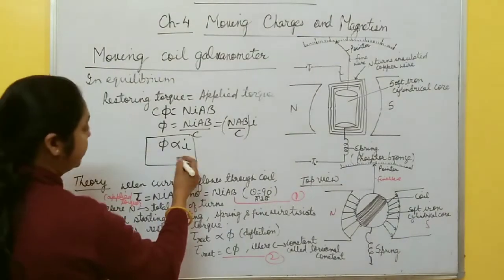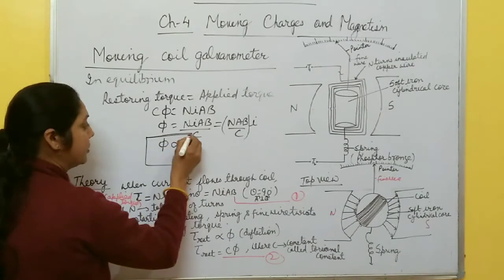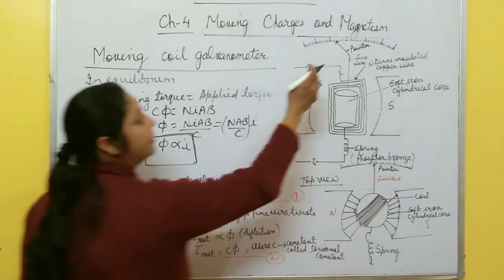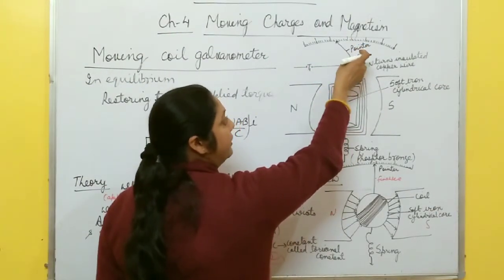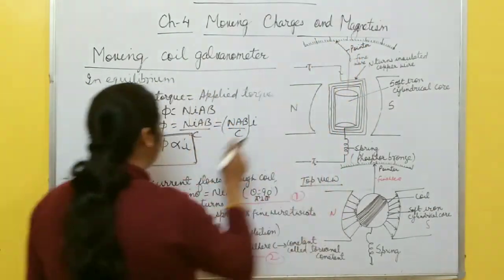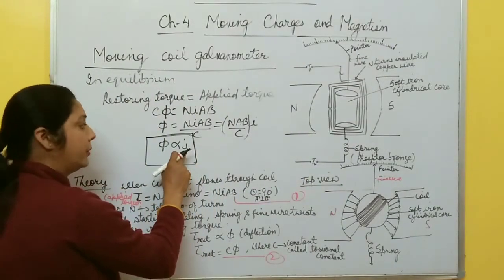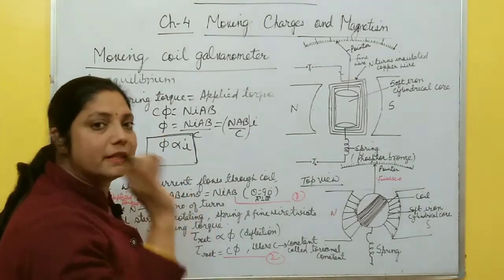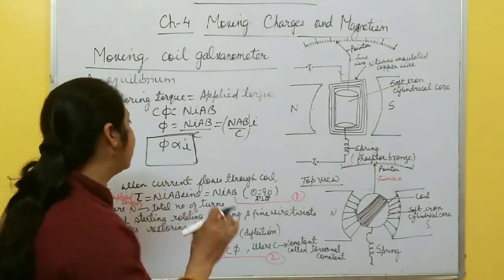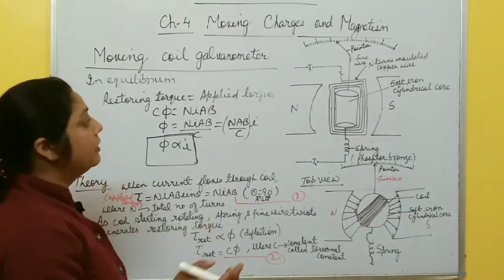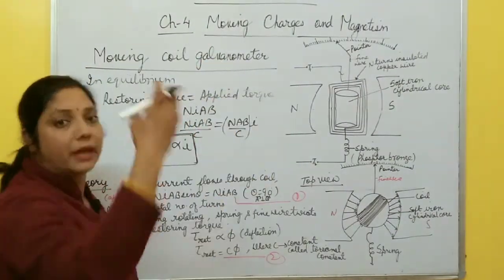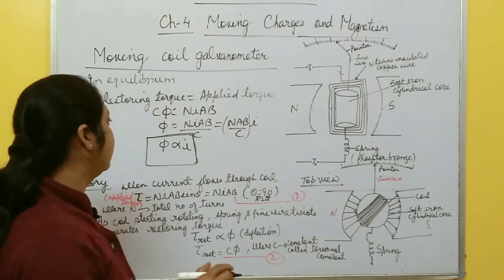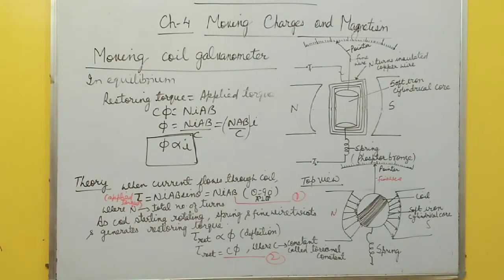Deflection is directly proportional to the current flowing through the coil. So in this way, by noting down the reading shown by this pointer on this scale, we can determine the current flowing through the coil. But with the help of this moving coil galvanometer, we can only measure a small amount of current. We cannot measure a large amount of current. For that, we must convert this galvanometer into an ammeter to measure current and into a voltmeter to measure potential difference, right? So please take a screenshot of this one fast.